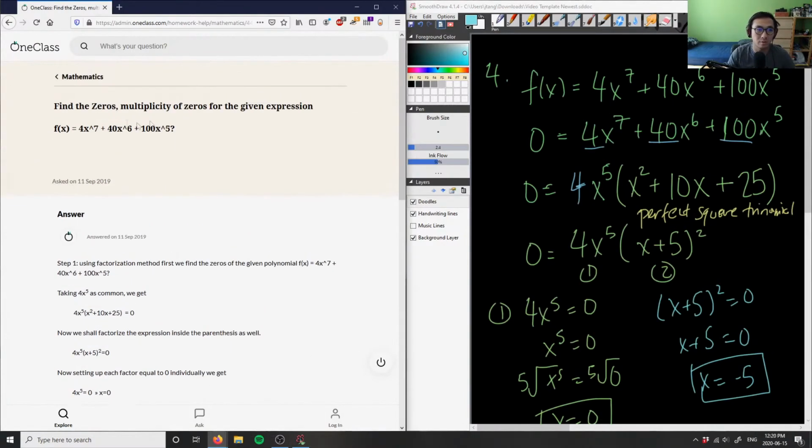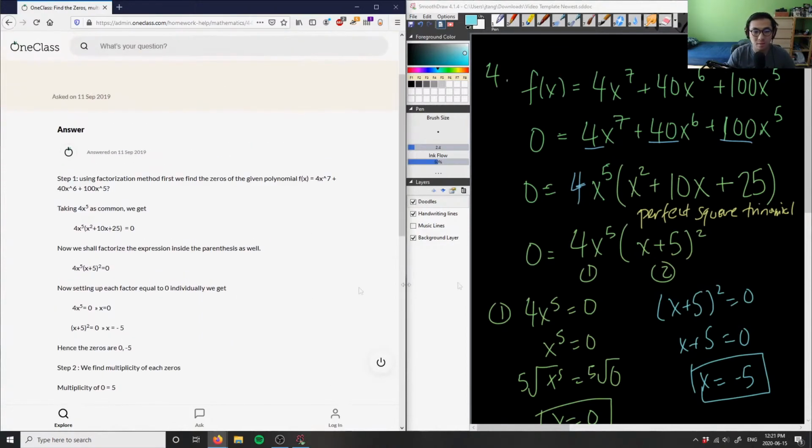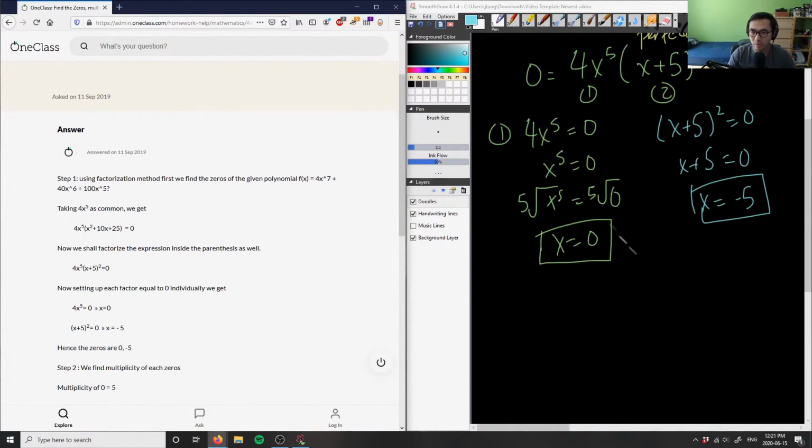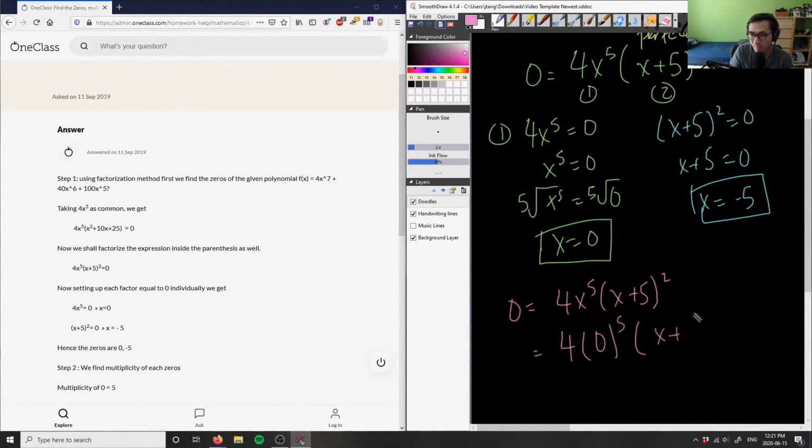So we've solved for these zeros, and now we have to solve for the multiplicity of these zeros. And how do we solve for multiplicity? Well, we simply look at our zeros and see what is being defined here. We set our equation to 0. We have 4x to the power of 5 times x plus 5 squared. And we can plug in these zeros back. We could say that 4 times this x value, 0, to the power of 5, times x plus 5, where this here is negative 5, to the power of 2.